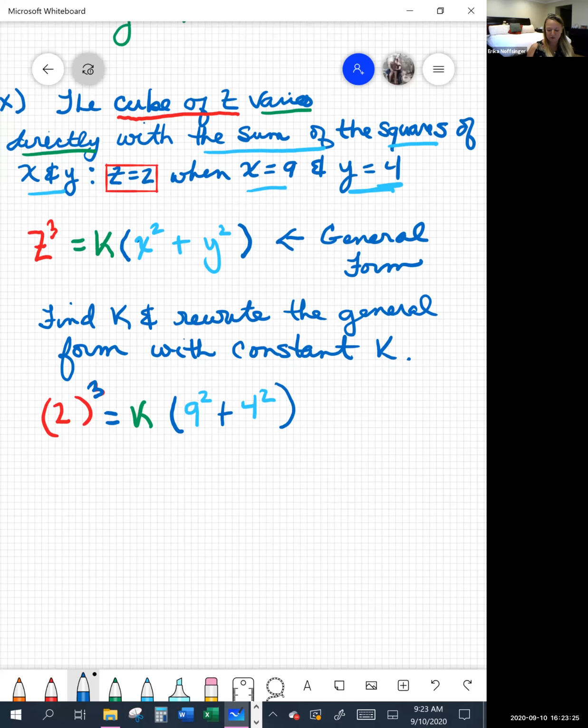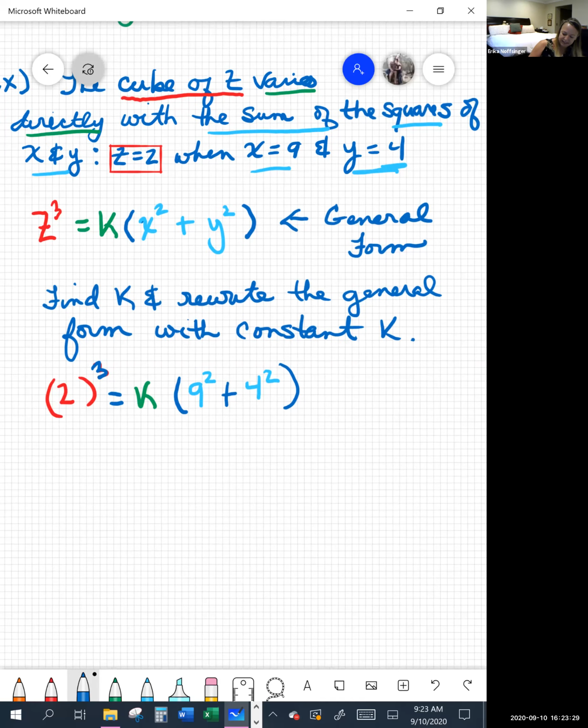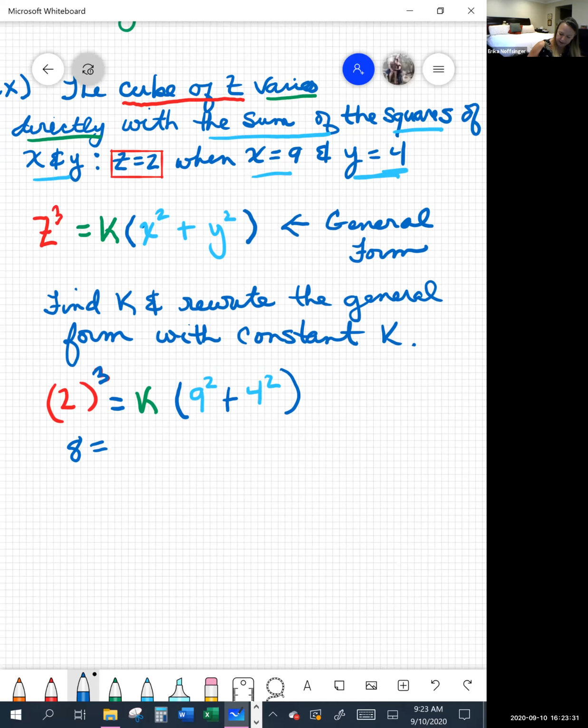So cubing 2, 2 times 2 is 4, times 2 is 8. So this gives me 8 is equal to K times, well, 9 squared is 81, plus 4 squared, which is 16. So 8 is equal to K times, well, 81 plus 16, that gives me 97.